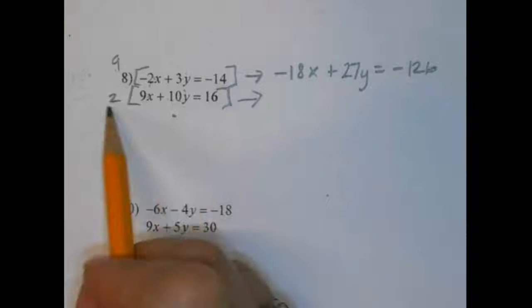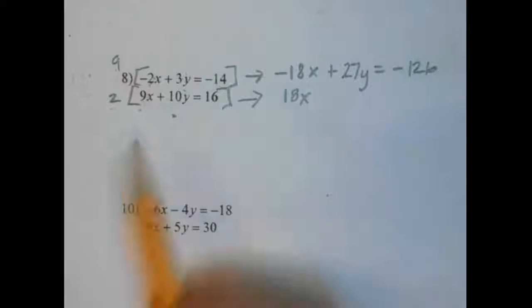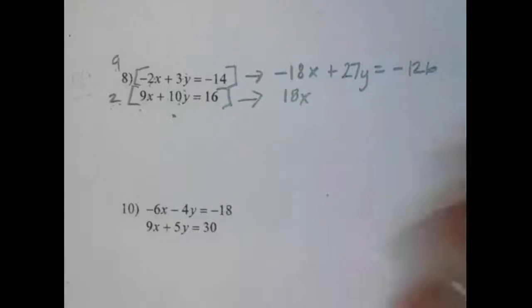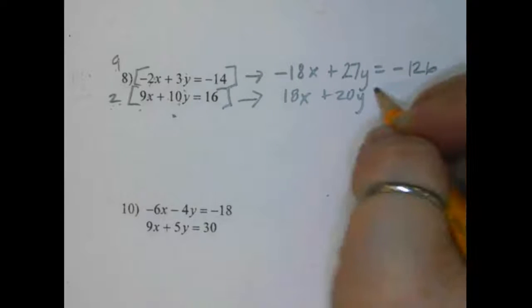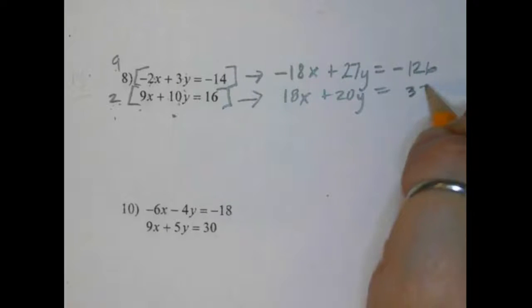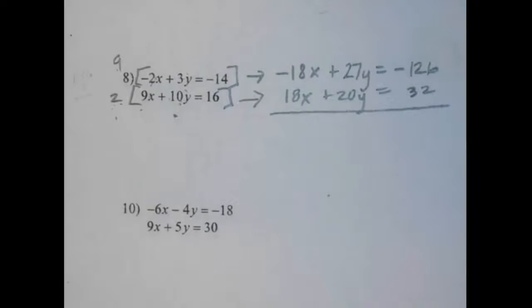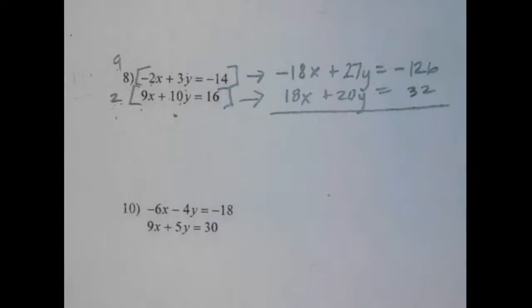Okay. So now 9 times 2 is going to give me a positive 18x. 2 times 10 is going to give me a positive 20y. And 2 times 16 is a positive 32. So now, does my equation have those two requirements? Do I have same digit, opposite sign? Yep. Thank you. Right, so now I can actually finish this equation. Can you guys finish the equation?